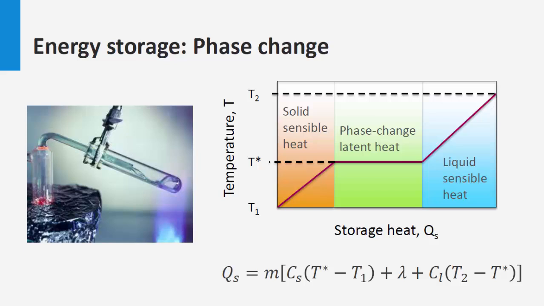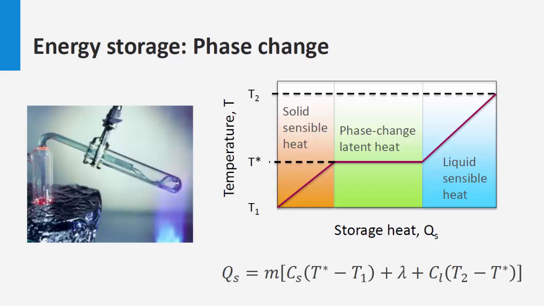Then the heat that can be stored in the material can be calculated using the formula shown in the slide. The materials commonly used for this purpose are molten salts such as sodium sulfate, calcium chloride, and magnesium chloride. This storage is generally used for high temperature applications.